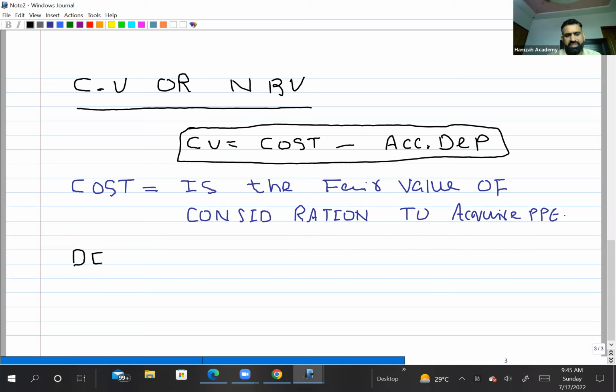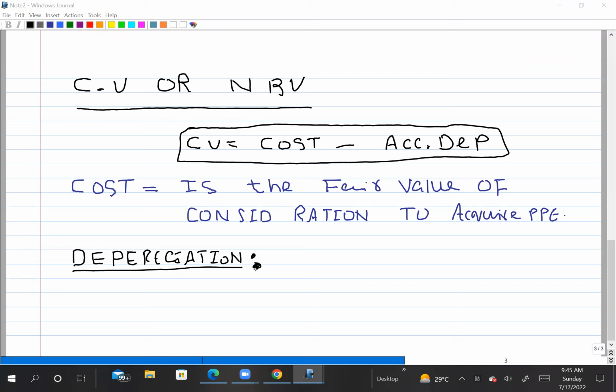And what is depreciation? What is accumulated depreciation? For that, we have to discuss the depreciation. Now, what is depreciation? Can anyone tell me about the depreciation? What is meant by the depreciation? Anyone?